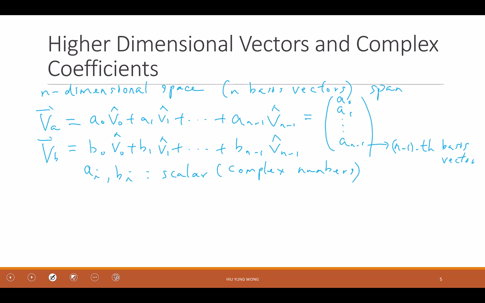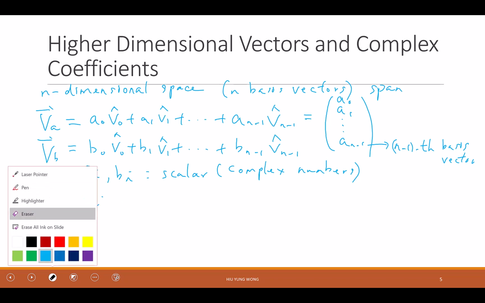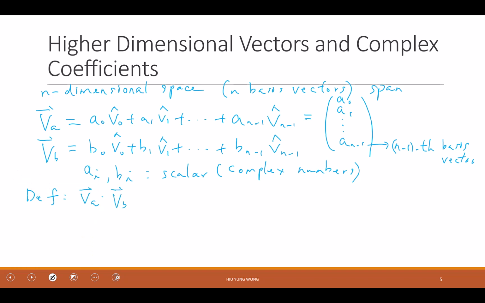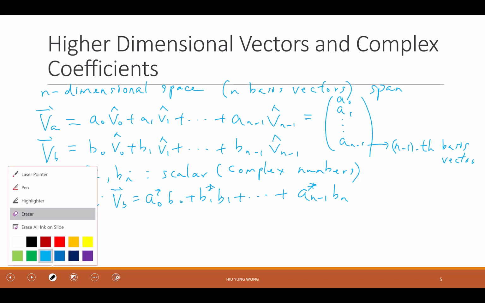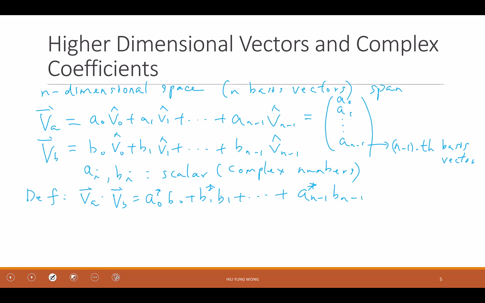Very interesting. And what I want to tell you here, we are going to define the inner product between A and B. A dot B, VA dot VB, as A0 star B0 plus A1 star B1 all the way to An minus 1 star Bn minus 1. Can anyone guess what is the meaning of star? Complex conjugate, very good. Where the star means complex conjugate.